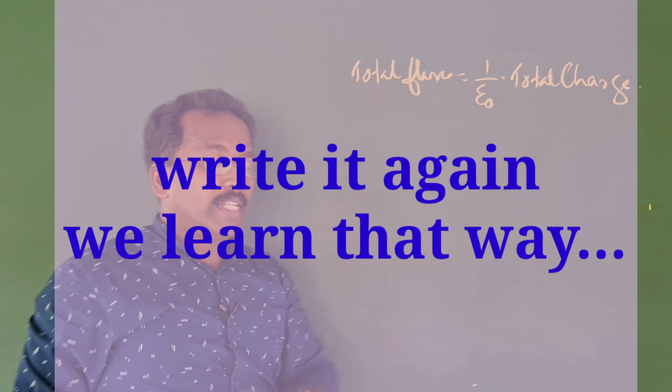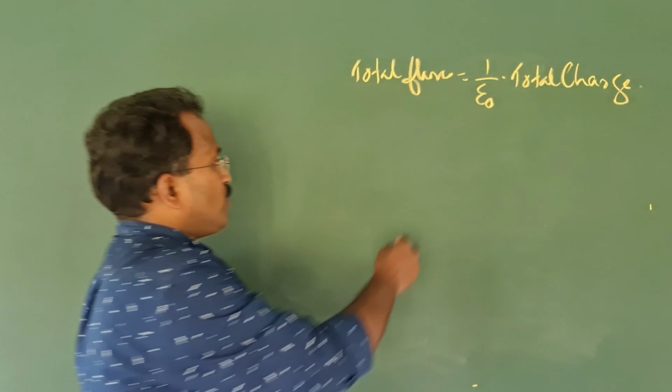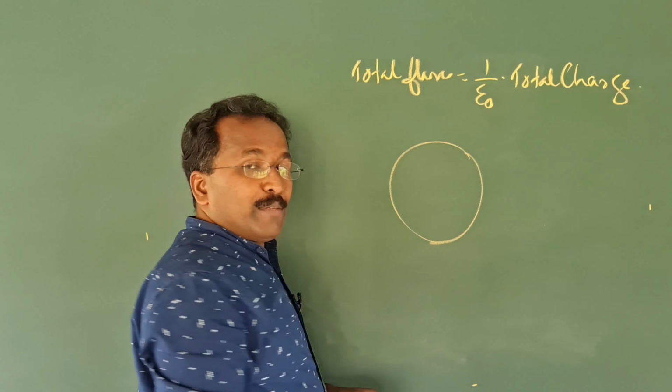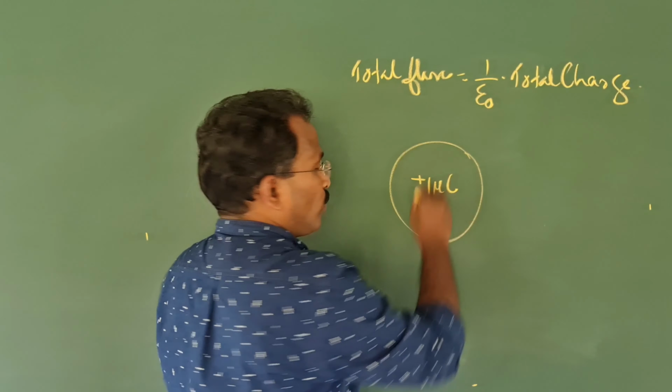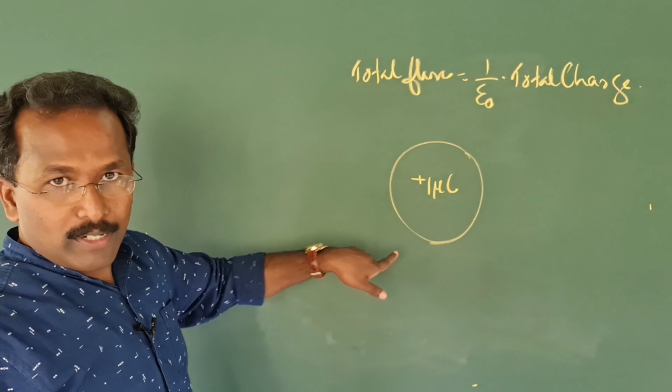Okay, you also write it again. Now we will revisit the earlier situation. You have a football. Just imagine that you have a +1 microcoulomb charge inside. We will apply Gauss theorem in this particular situation.